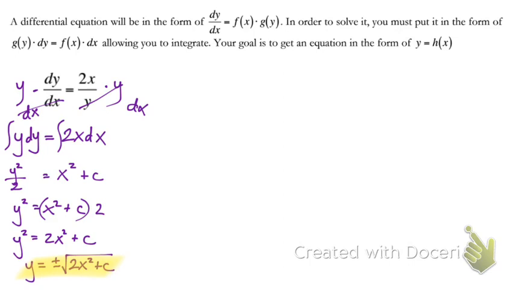In future examples, we will be given an initial condition, so you'll be able to solve for the c value to find what we call a particular solution, and it would also help us decide if we want the positive or negative square root, to figure out specifically which one we're looking at. But for the time being, we'll say that that is the general solution for this equation.